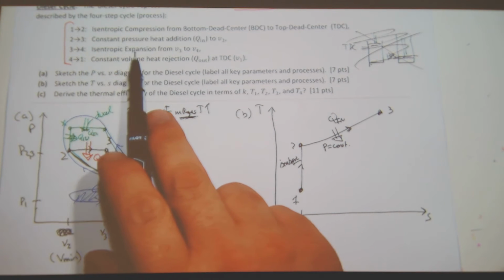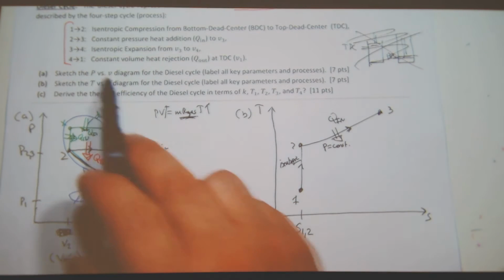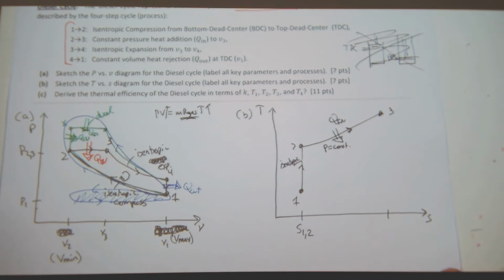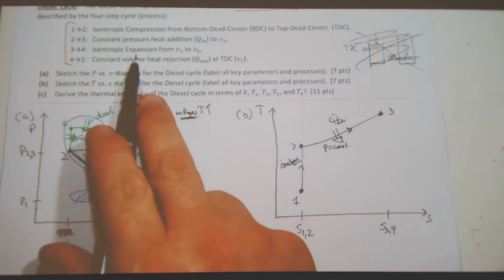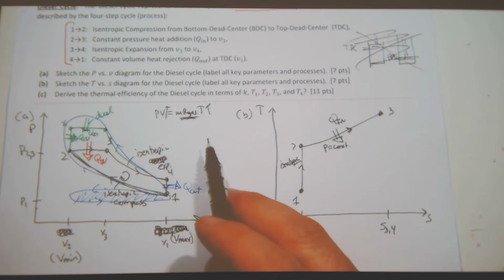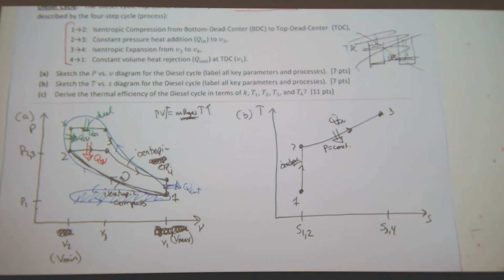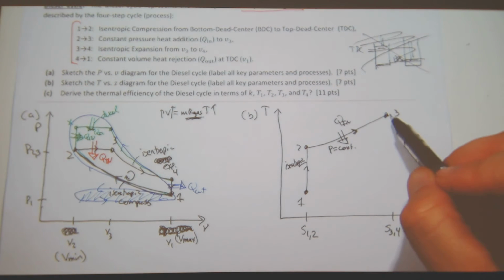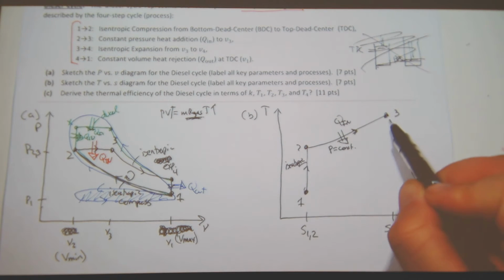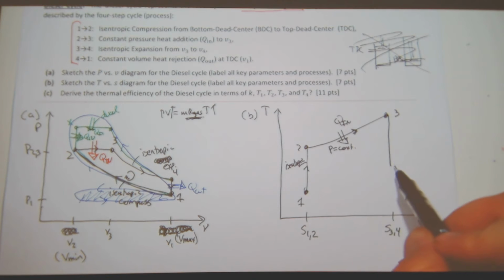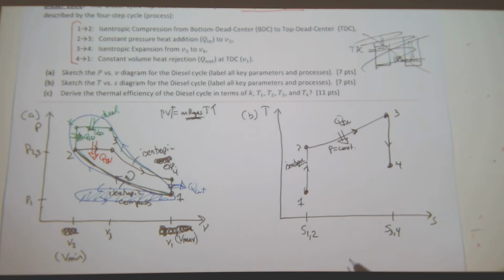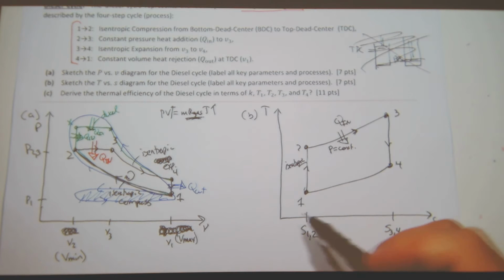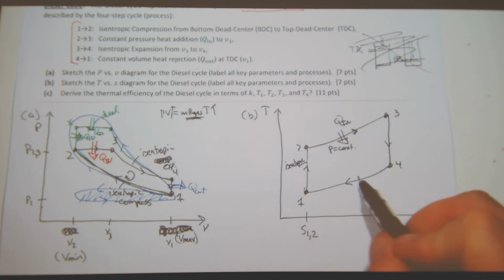Step 3 to 4, isentropic expansion from V3 to V4. Well, it's isentropic, so I know that the entropy doesn't change. So I have S3 and S4. And then given I'm expanding it, so if I expand a gas, right, it turns out similar to here, that I end up getting a decrease in temperature, and then I have this process back, where there's heat out.